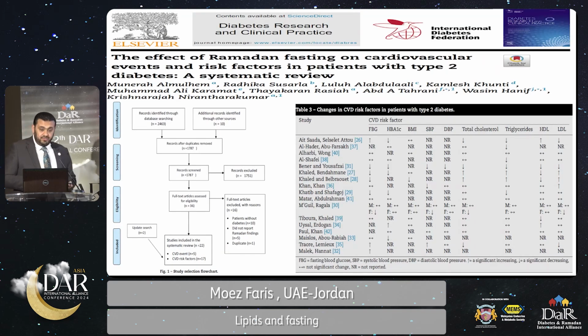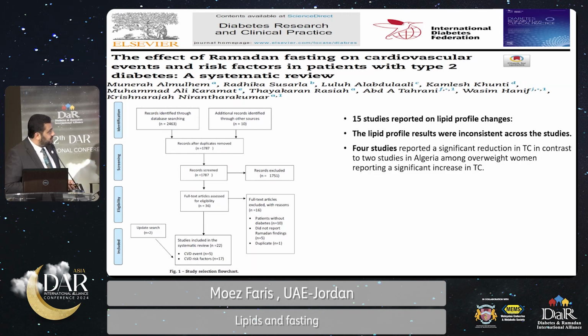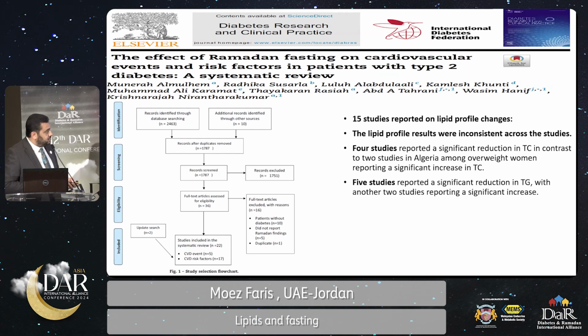Another systematic review on the effect of Ramadan fasting on patients with type 2 diabetes also showed mixed effects. Over 17 studies, there was wide variation and high heterogeneity for the effects of Ramadan fasting on the lipid profile and other cardiometabolic risk factors. In these studies, 15 studies showed that the results were inconsistent in this review. 4 studies reported significant reduction in total cholesterol, in contrast to 2 studies in Algeria that showed an increase in the total cholesterol.